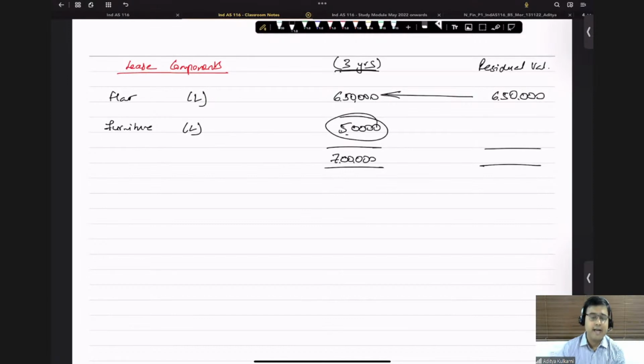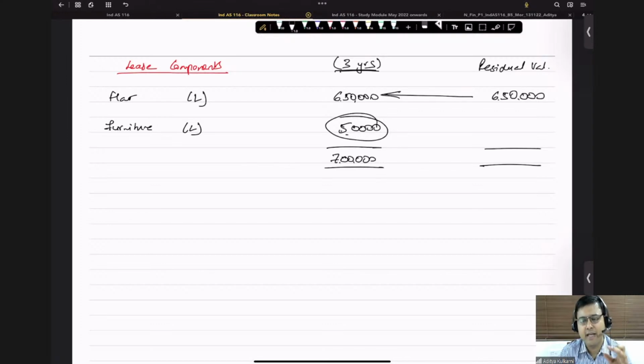Can you go ahead and say that furniture's rent is 0? You cannot. Okay. So don't make that mistake. Many times what will happen is the lessor will tell you the breakup. Like the lessor will tell you flat is for 7 lakhs. I'm giving you furniture for free. So you will be tempted to say the lease component of the flat is 7 lakhs. The lease component of the furniture is 0. But it's not practical. Ignore the breakup that is there in the agreement.